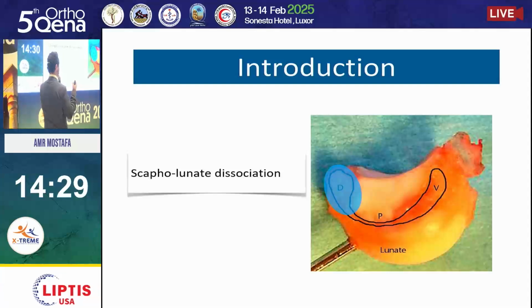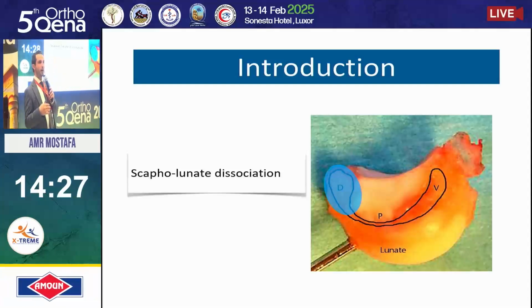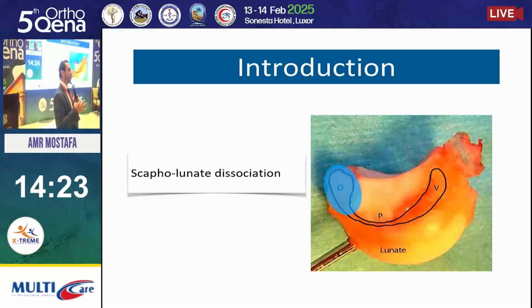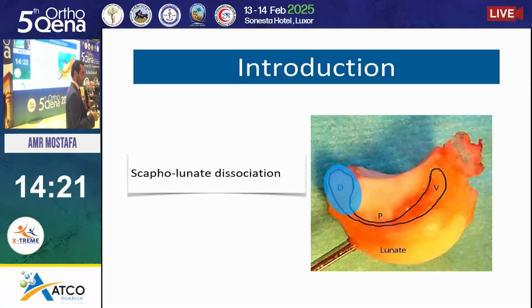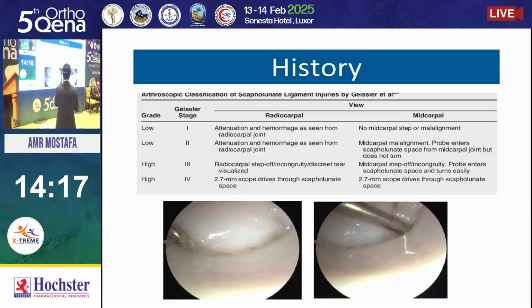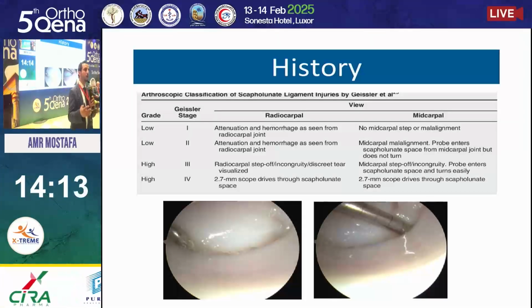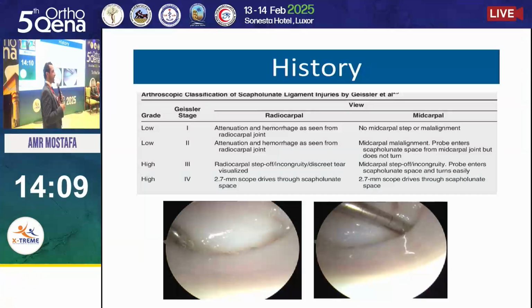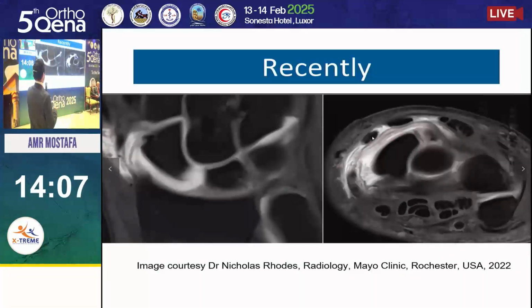So previously, in the old times, we thought that scapholunate dissociation is just the injury of the ligament, okay? But depending on this, the classification of Gilsler was stated, which we used a long time ago, which were the four stages. But recently, with new investigations, you can see this is an MRI, 3 Tesla, for a patient with an acute injury.